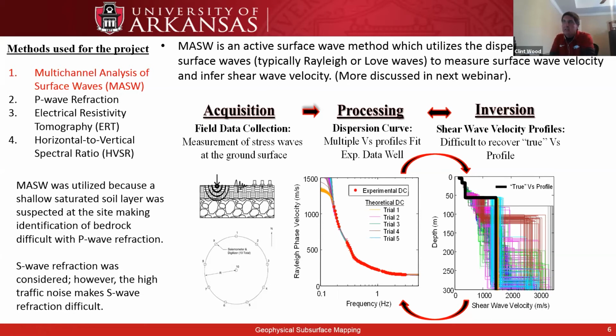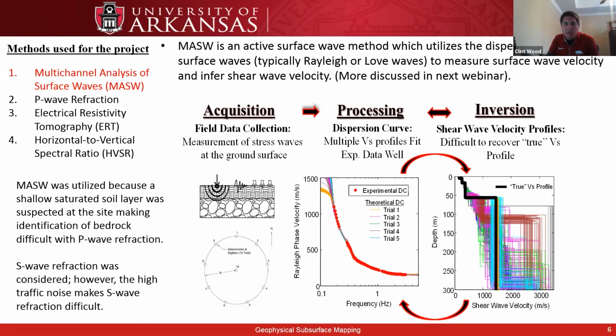So MASW is an active surface wave method, which utilizes the dispersive properties of surface waves. Those can be Rayleigh or Love, but traditionally Rayleigh waves have dominated the surface wave game, though Love waves are starting to get more and more action in terms of particular sites that they're very good at. Those are generally shallow bedrock sites. So we use these to measure surface wave velocity and then infer shear wave velocity from that. And really the reason we chose MASW on this particular project is because we had shallow saturated soil layers at the surface, and we suspected that the P-wave velocity was going to be the saturated velocity, so 5,000 feet per second. And that was going to be very close to the rock velocity.